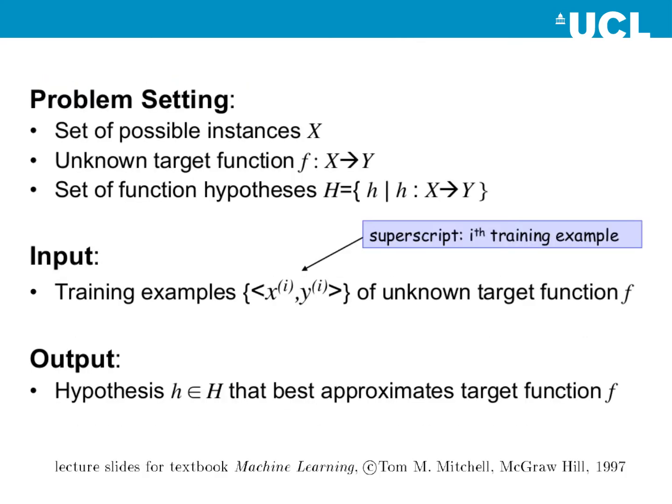The generic problem setting is the same as for any other classifier. We have a set of possible instances, X. We have an unknown target function, F, which transfers our instances or our feature vectors into class labels Y. And we have a set of different functions which could possibly satisfy this condition. Our input are training samples where we already know the output generated by the target function. Our output is a hypothesis H that best approximates the target function F.